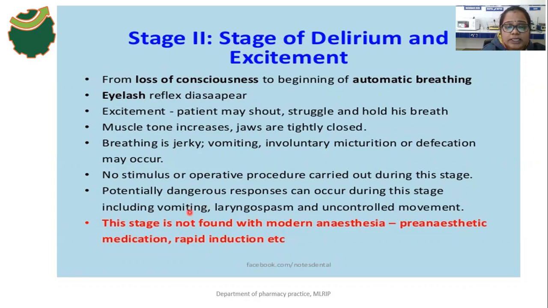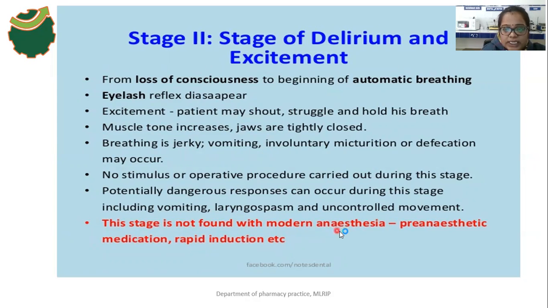So what are they? Vomiting, involuntary micturition, and laryngospasm. Laryngospasm means the spasm of the vocal cords, and the person is unable to breathe during this stage. Uncontrolled movement also occurs. This stage is not found with modern anesthesia. Nowadays we can't find this stage 2. Why? Because stage 2 is not found with modern anesthesia.